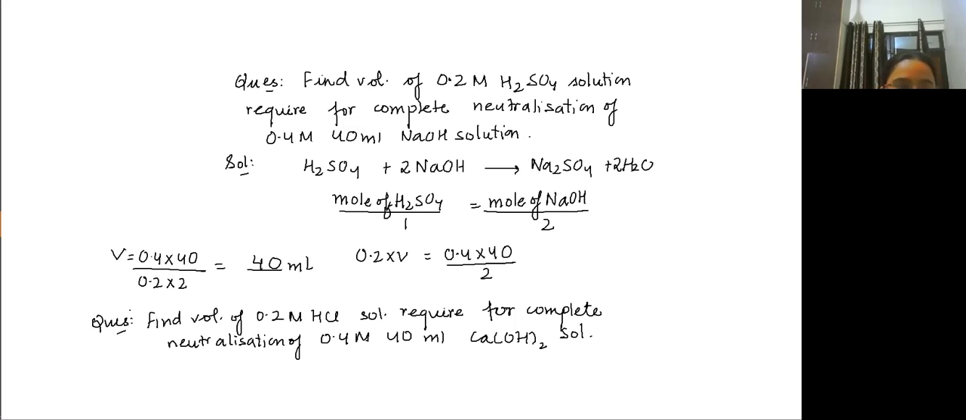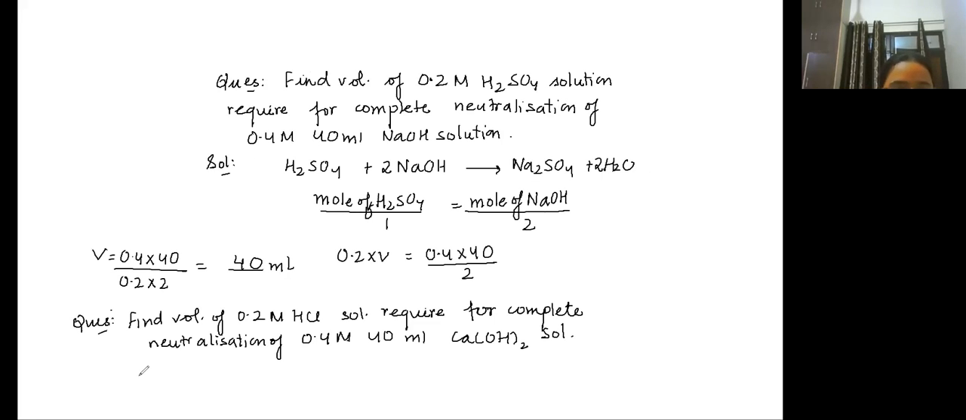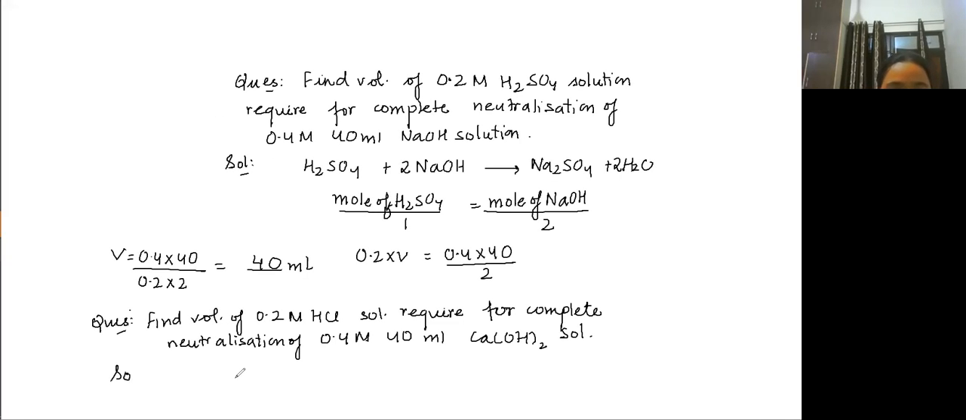Good, Srinidhi. So first you should know the reaction. Reaction is HCl plus calcium hydroxide. Good, Shreya Reddy. What will you get? You will get calcium chloride, CaCl2, plus H2O. How will you balance this reaction? 2 moles of HCl, 2 moles of H2O. Reaction is balanced. Now, how will you do this question?